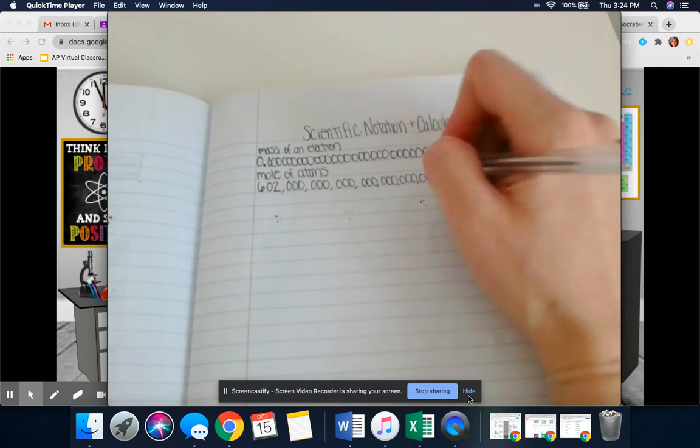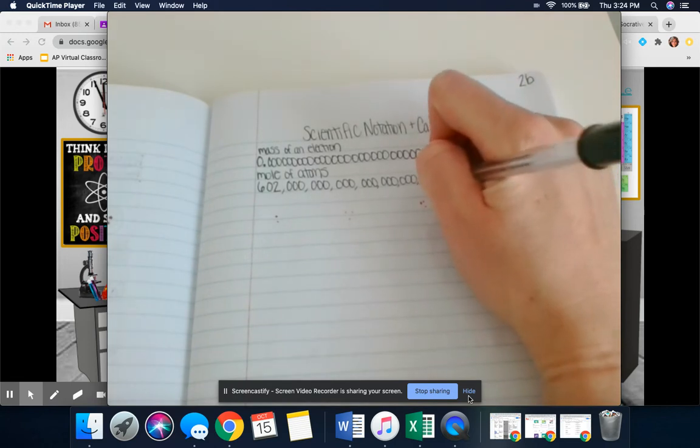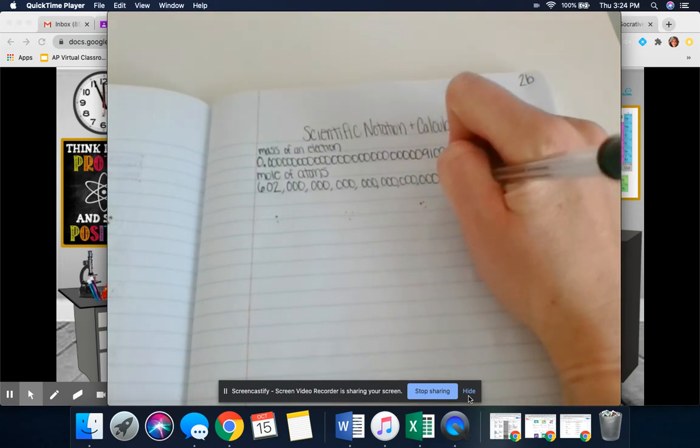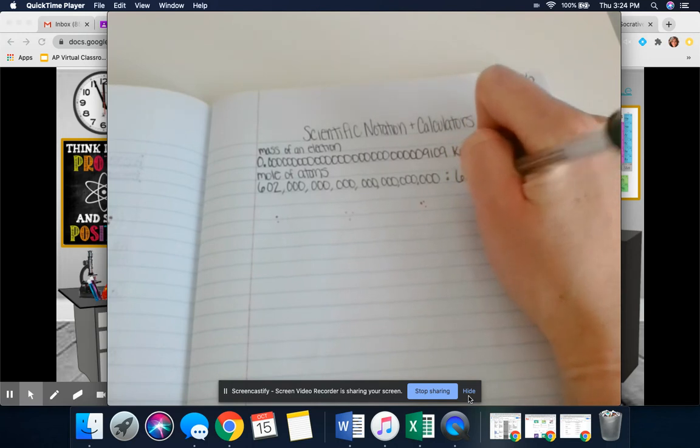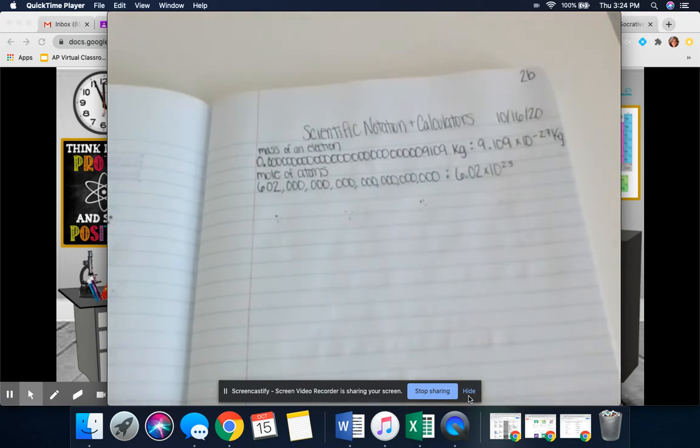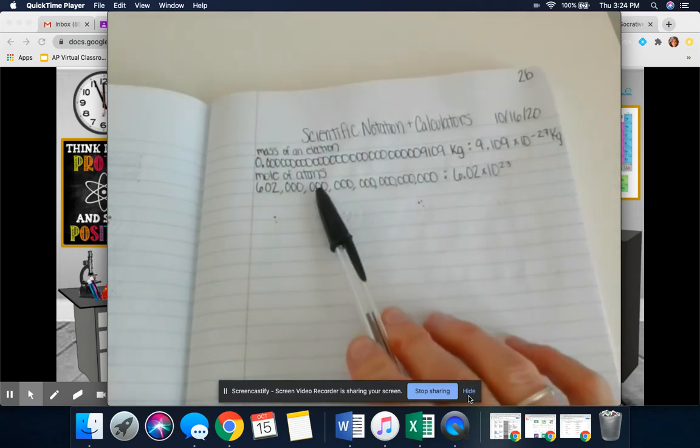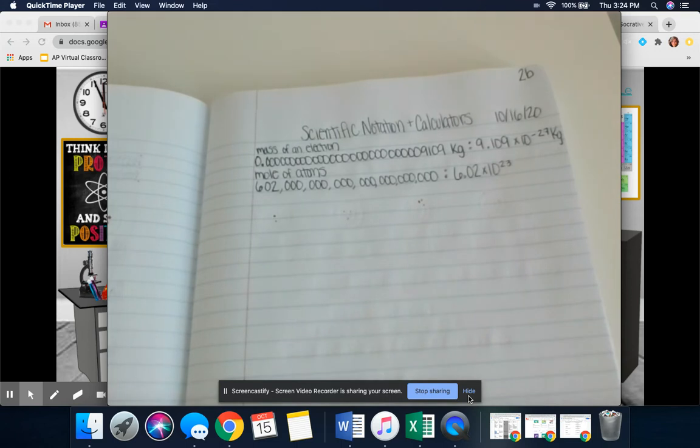For the mole of atoms, I usually write, and this is what we wrote in our notes yesterday, 6.02 times 10 to the 23rd, right? So those numbers mean exactly the same thing. It's just way easier for me to write this one than it is for me to write this one. And that's why it's so important to use scientific notation in chemistry. And then we also need to be able to calculate with these numbers as well.